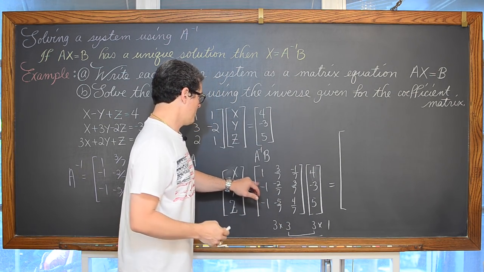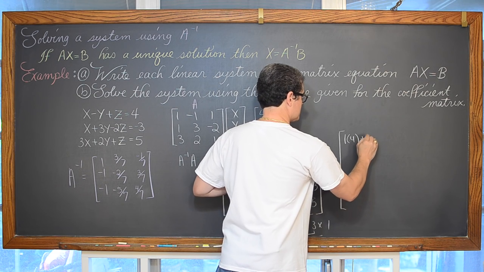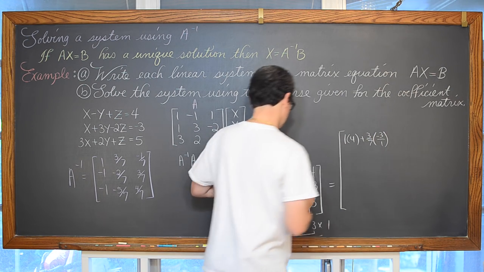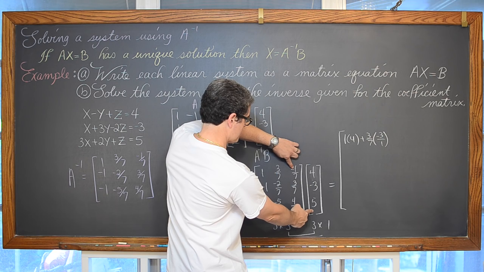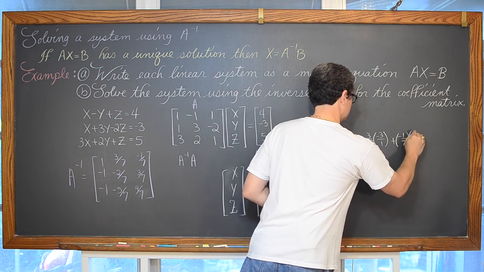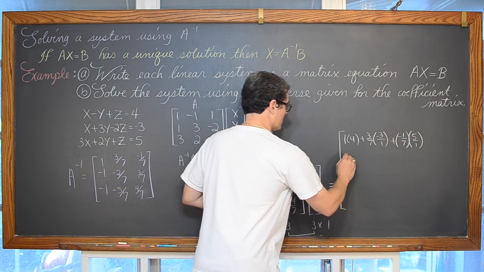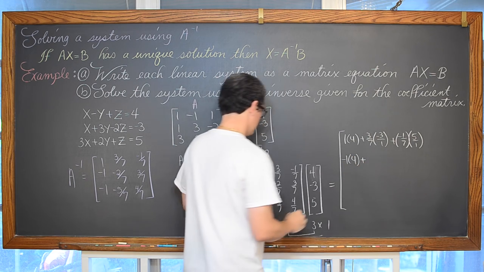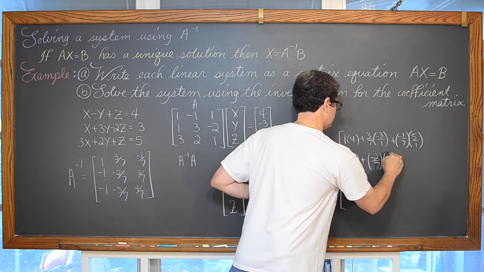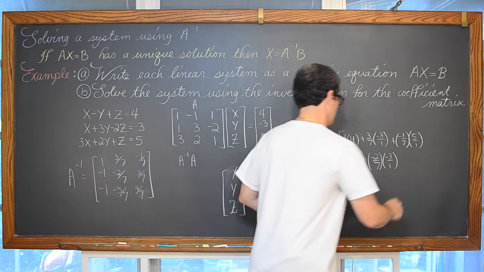So, we've got 1 times 4, negative 3 over 7 plus 3 over 7 times negative 3 over 1. And then we've got negative 1 over 7 times 5. And second row, we have negative 1 times 4 plus negative 2 over 7 times negative 3. And then we've got 3 over 7 times 5 over 1.